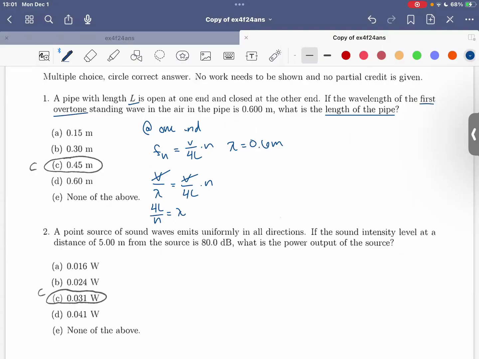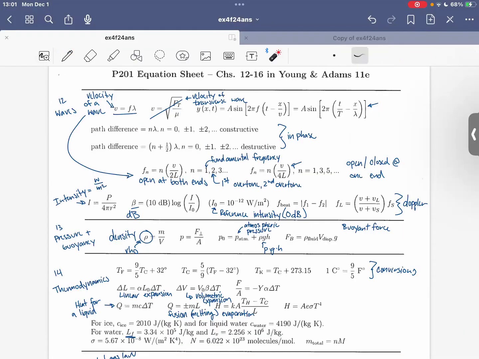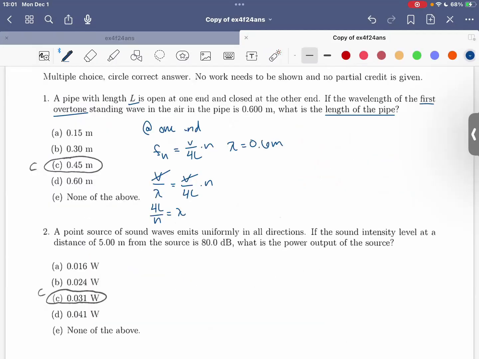We're told first overtone, right? So we'll go here and looking at our ends, this is the fundamental frequency, so we'll take the second one, which is our first overtone. That means n is equal to 3. So the wavelength is equal to 4L over 3. The wavelength is 0.6 meters. So now we have 1.8 meters is equal to 4L. So L is equal to 0.45 meters. All right, so that's question one.